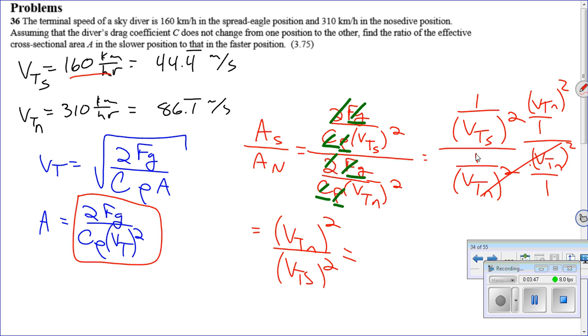Okay, so anyway, what do we get? You know what, it turns out I didn't even need to convert my units. So I did extra work for nothing. So anyway, you're going to get 310 squared over 160 squared, and that gives you your answer, 3.75. All right.